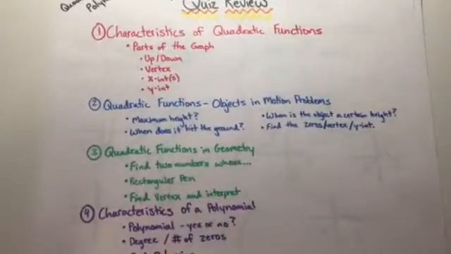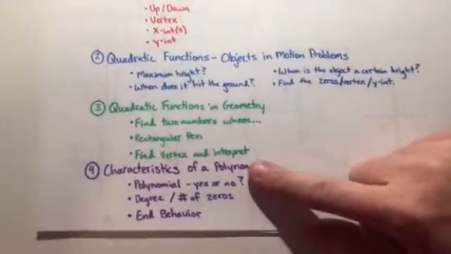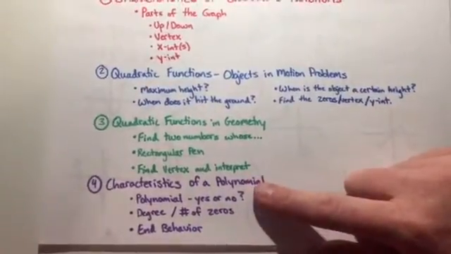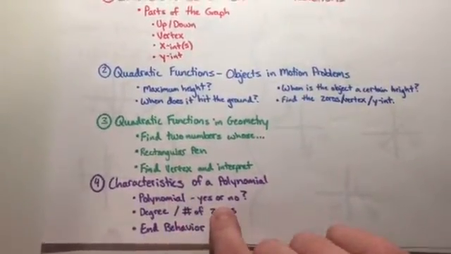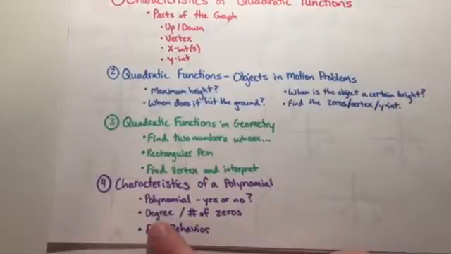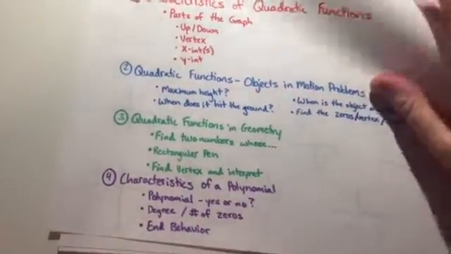All right, continuing with our quiz review. We're at part 4 now. Characteristics of a polynomial. What is a polynomial? How do we determine the number of zeros or the degree? And let's look at end behavior.